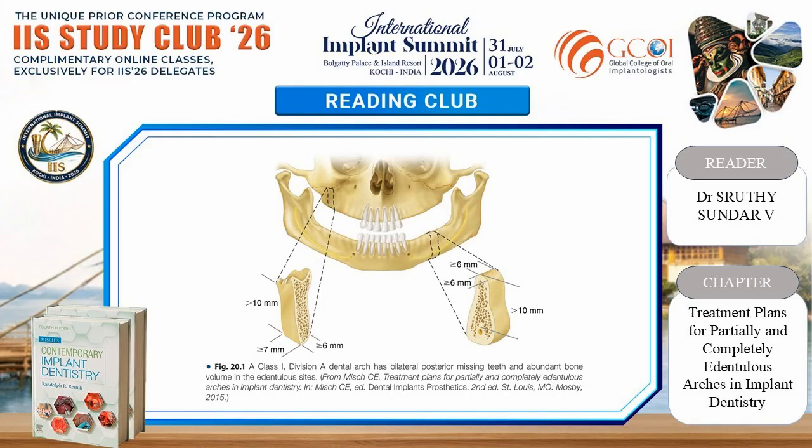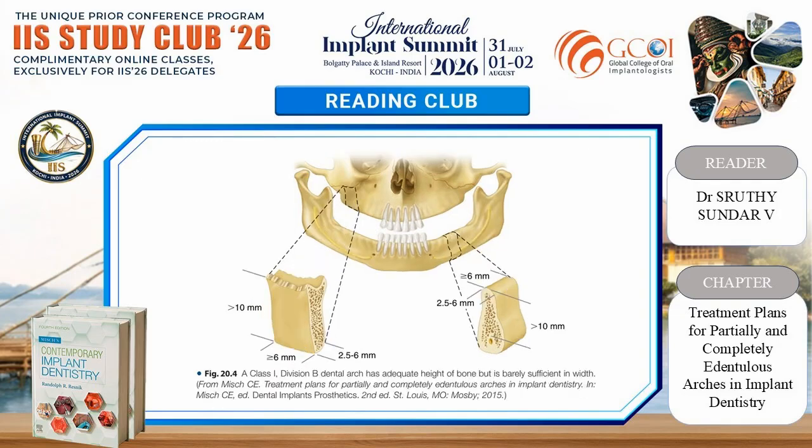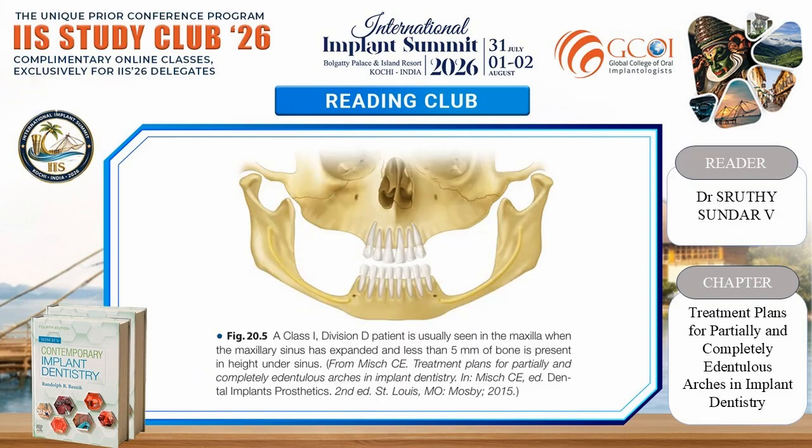Class 1 Division A, where the dental arch has bilateral posterior missing teeth and abundant bone volume in the edentulous site. Class 1 Division B, the dental arch has adequate height of bone but is barely sufficient in width. Class 1 Division D, a patient usually seen in the maxilla when the maxillary sinus has expanded and less than 5 mm of bone is present in height under the sinus.